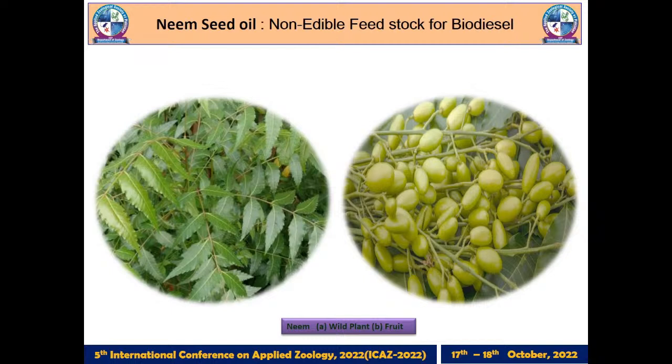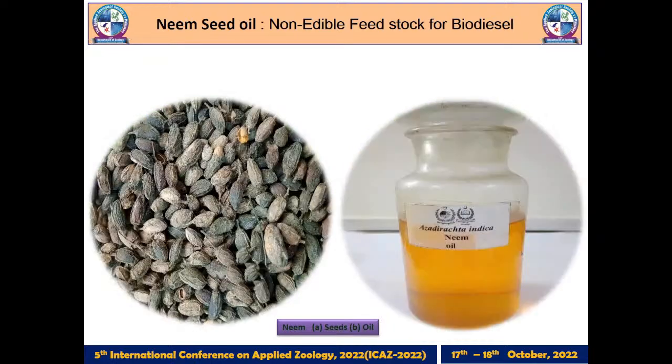Now moving towards neem seed oil. Neem is botanically known as Azadirachta indica, which belongs to the family Meliaceae. It yields 40 to 50 kilograms of fruits per plant each year. Neem seed oil has 69.4% unsaturated fatty acids, whereas 29.3% are saturated fatty acids.